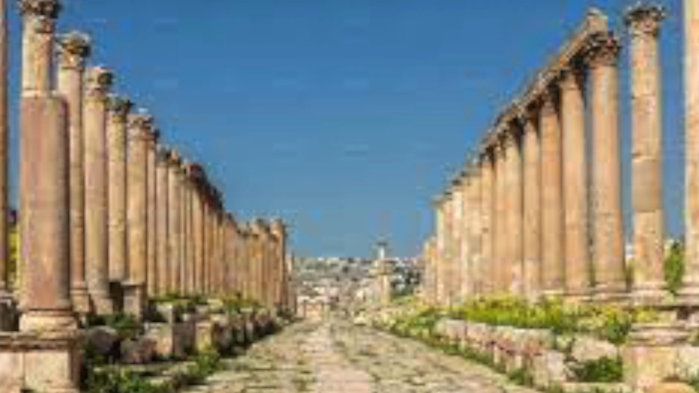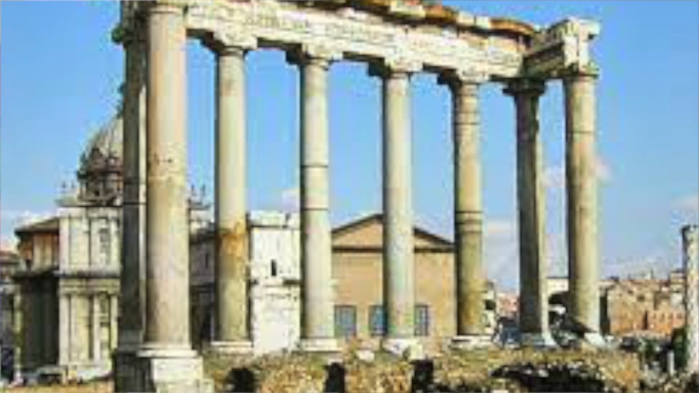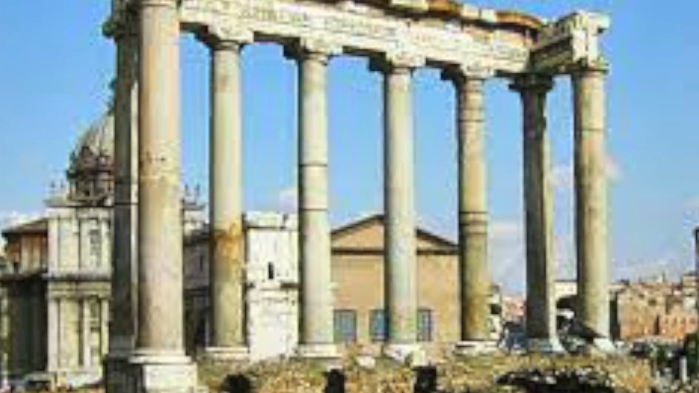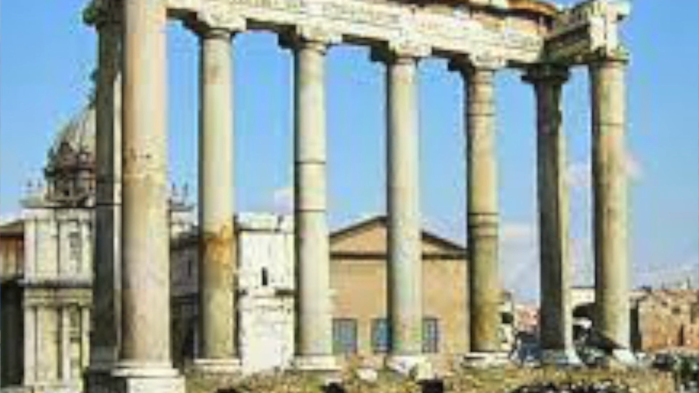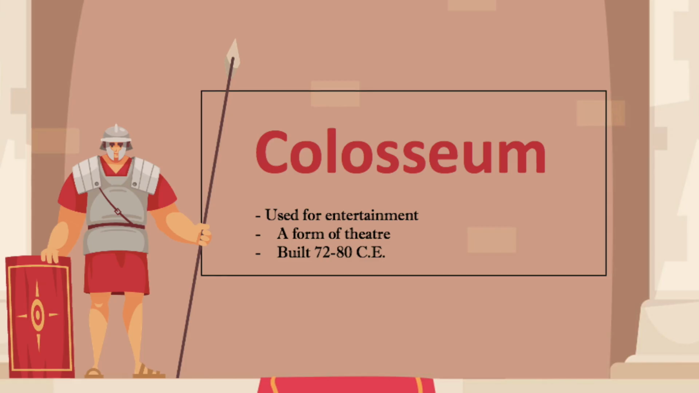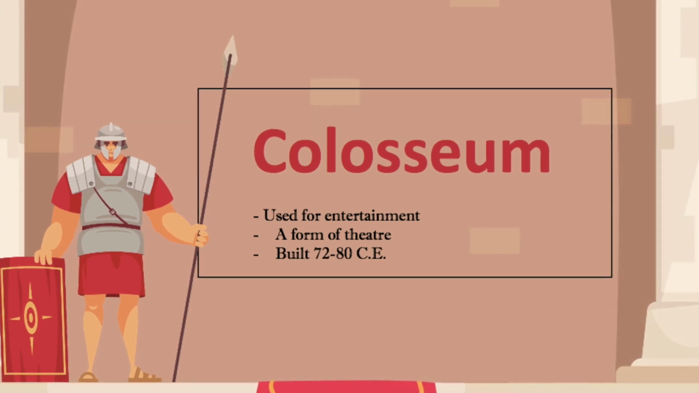Okay, major buildings. I'm going to list like 1, 2, 3, 4, 5, maybe 6. You follow through with your notes, okay? So the first is the Coliseum. The Coliseum was built in between 72 and 80 AD or BCE.